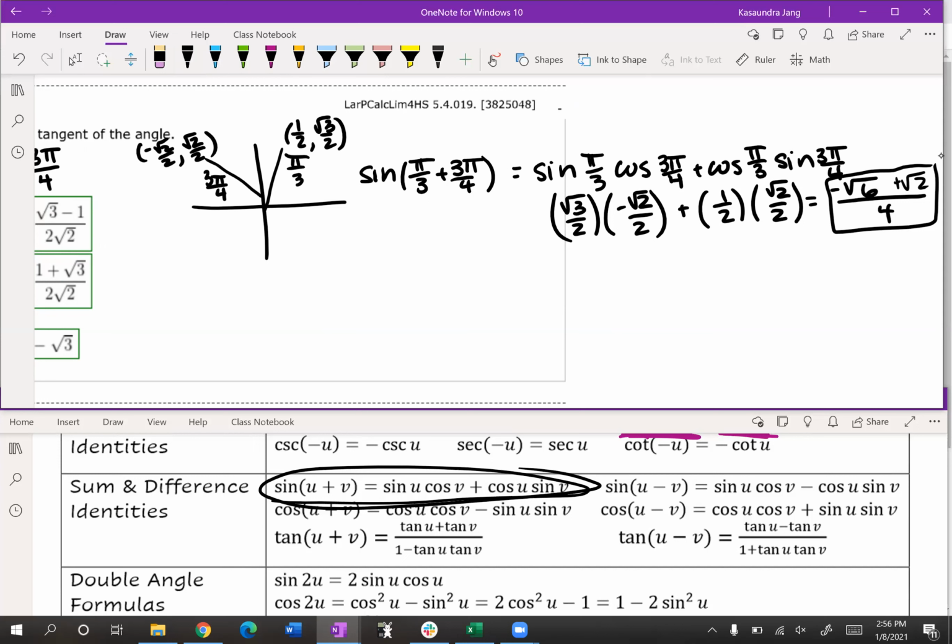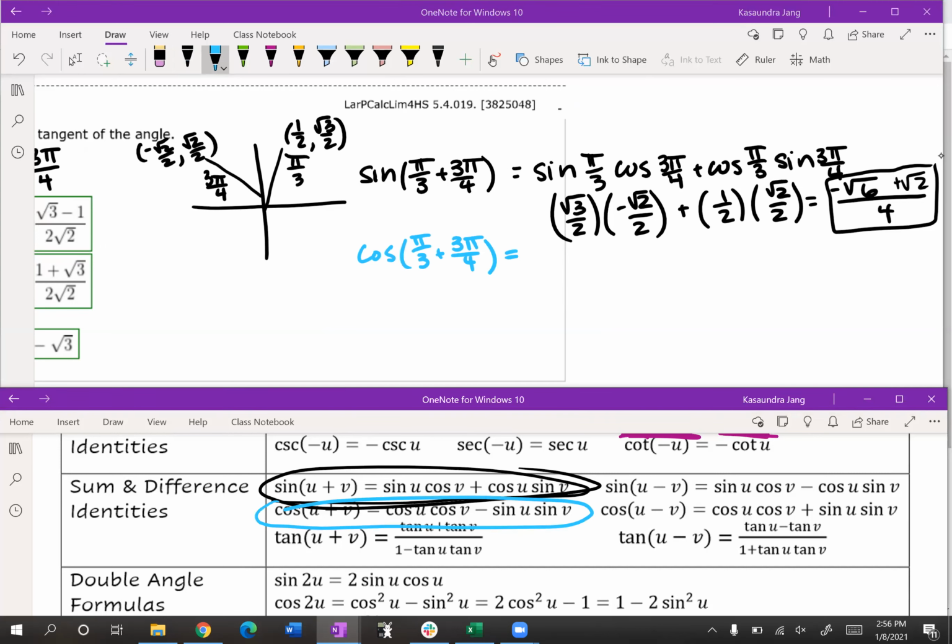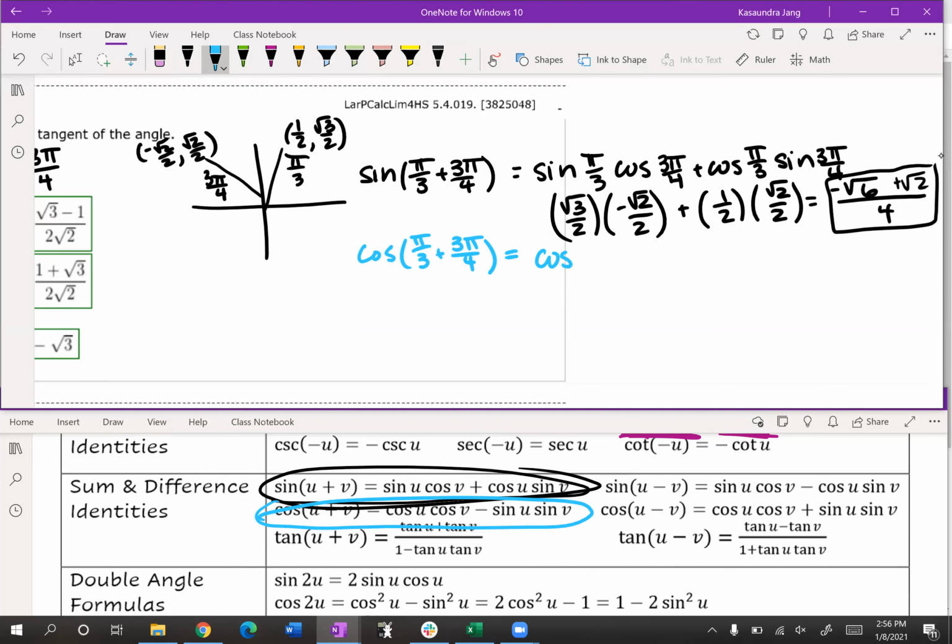All right, now they want cosine. I'm going to do cosine of pi thirds plus 3 pi fourths. Here is my cosine identity down here where I'm adding. That gives me the cosine of u, so cosine of pi thirds, and the cosine of v, so cosine of 3 pi fourths, minus sine of u, so sine of pi thirds, and sine of v, so sine of 3 pi fourths.